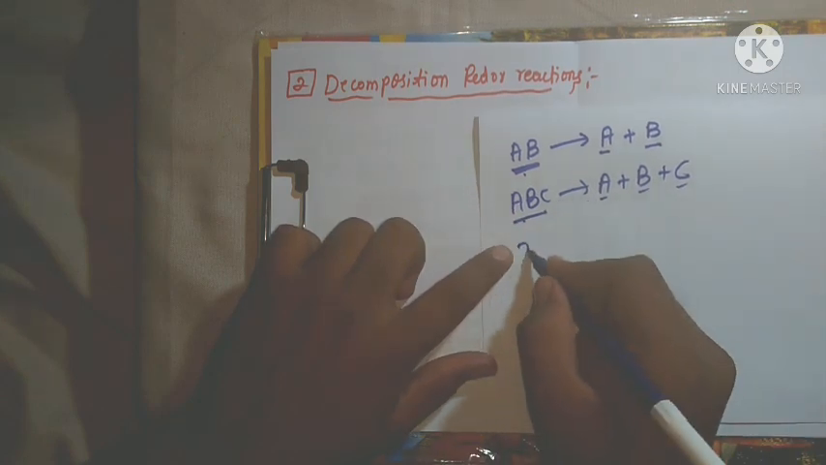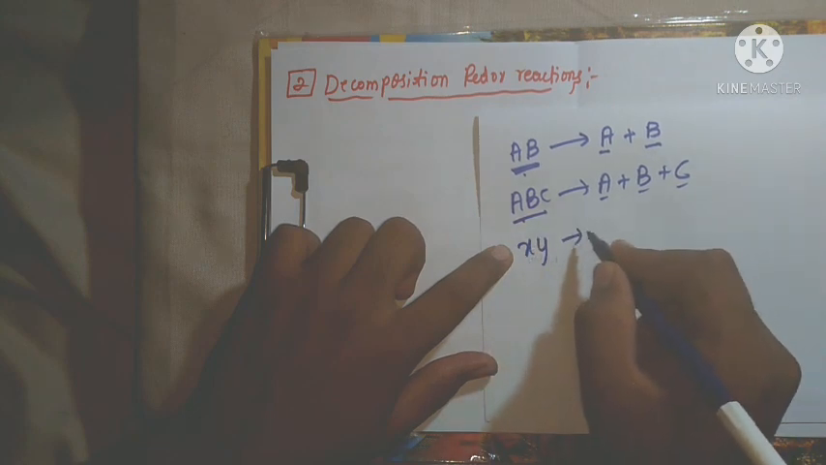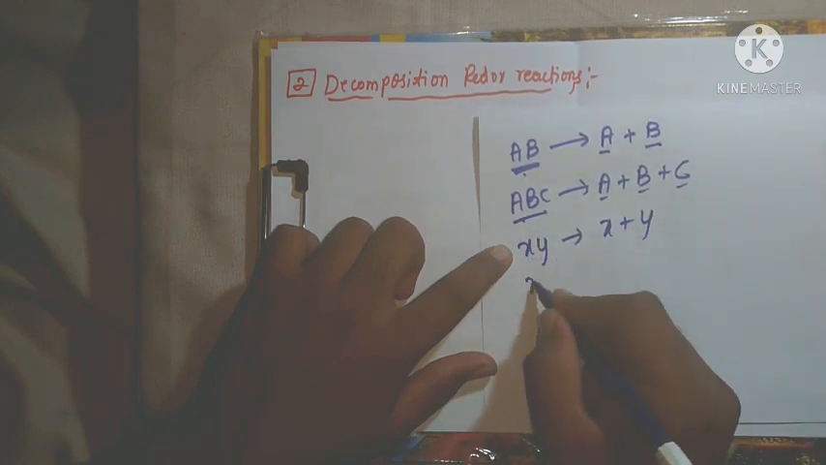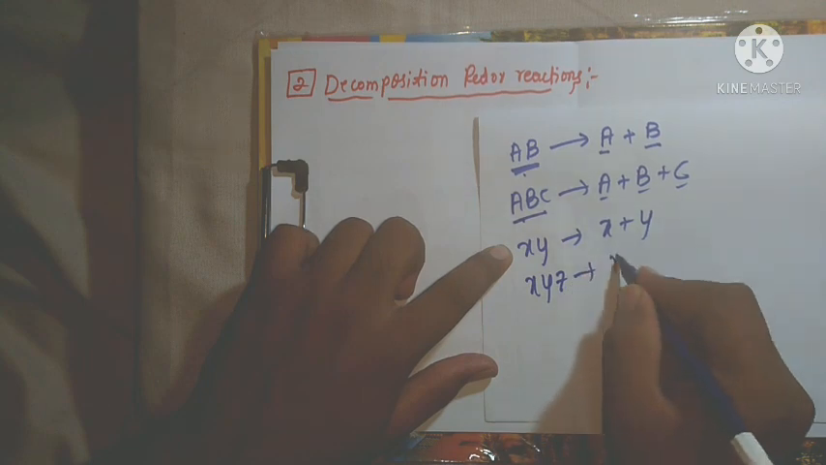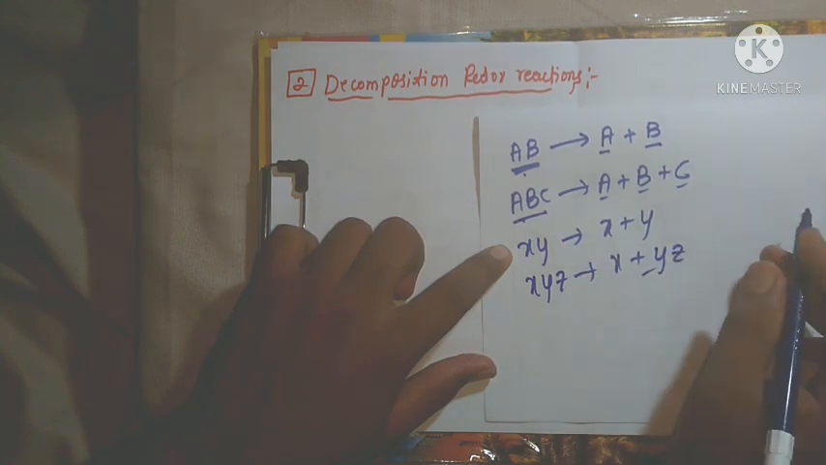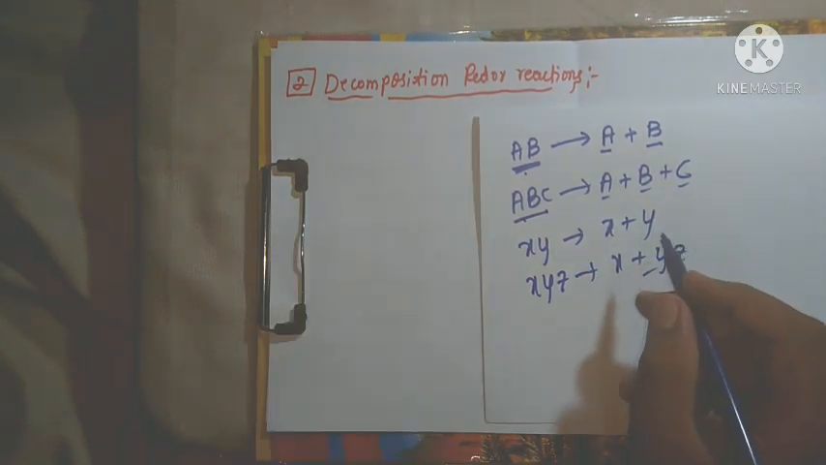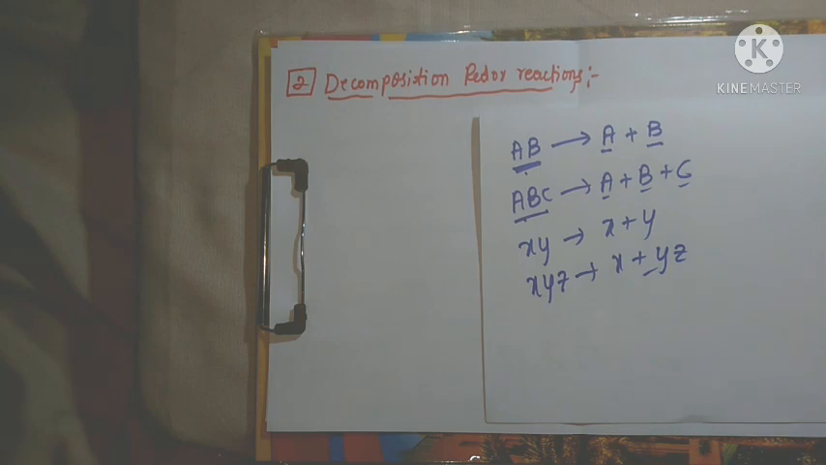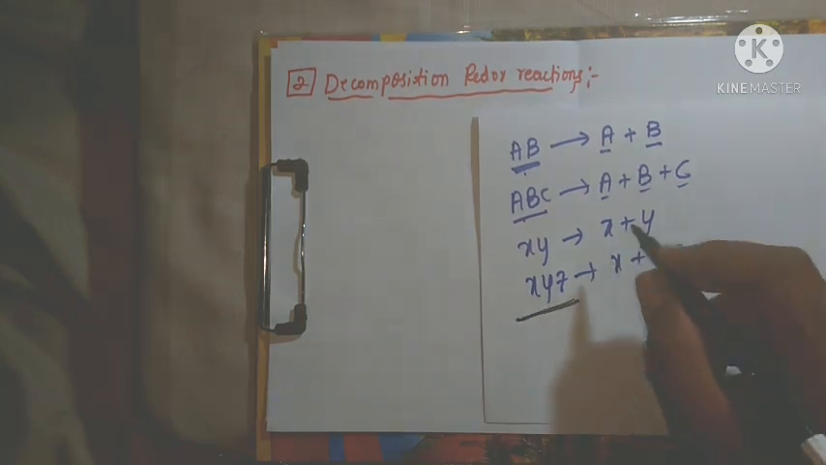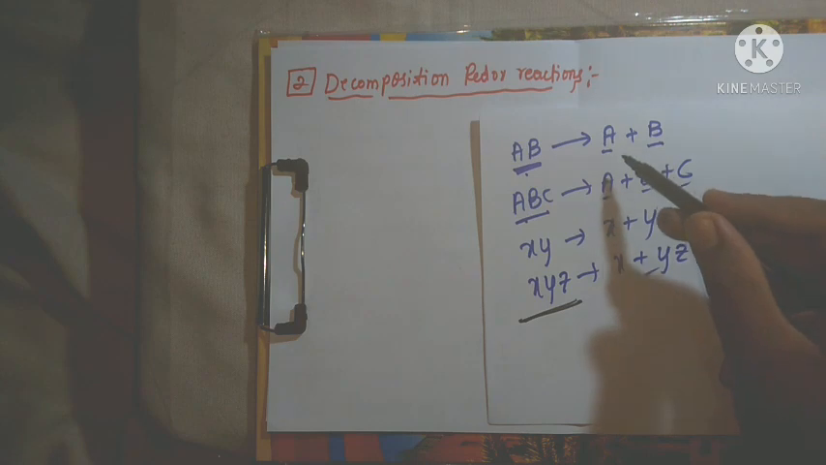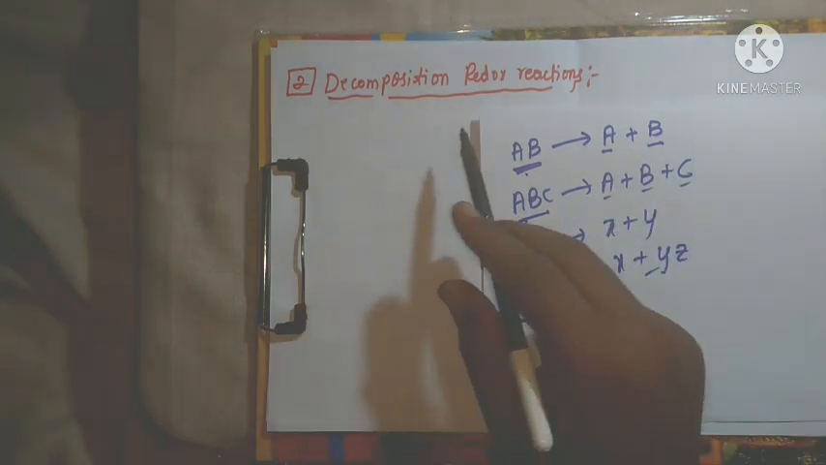Next, another example, XY gives rise to X plus Y. Another, XYZ gives rise to X plus YZ. It is also possible in this way. But to check, in all cases you have to check how many reactants are there. All these are general examples for the decomposition redox reactions.